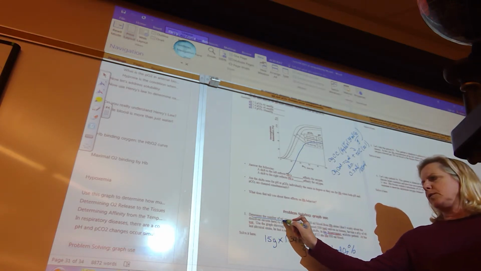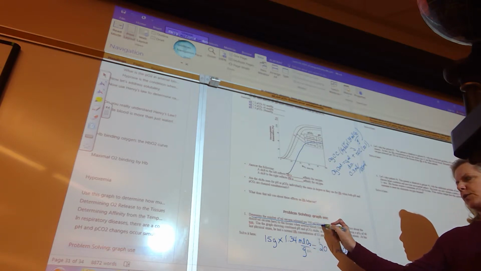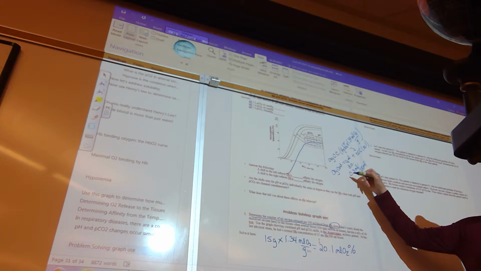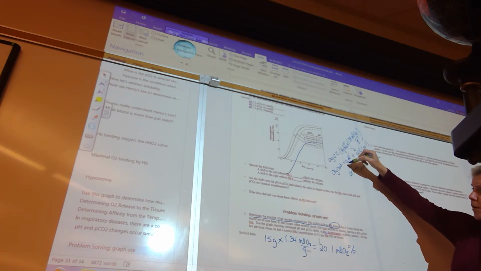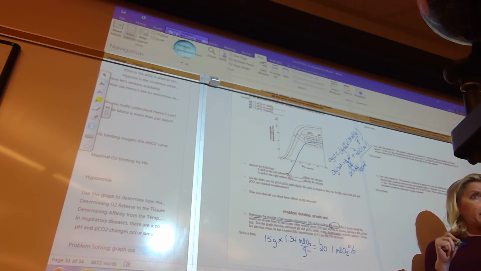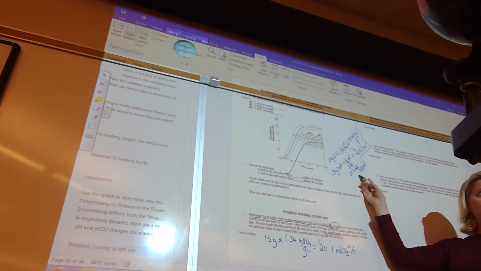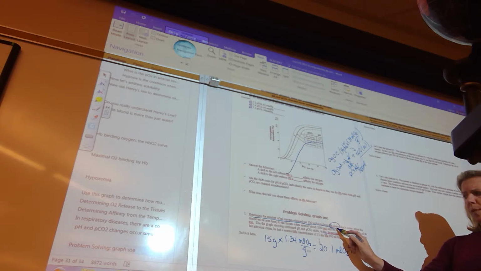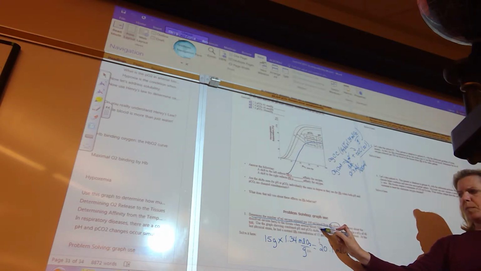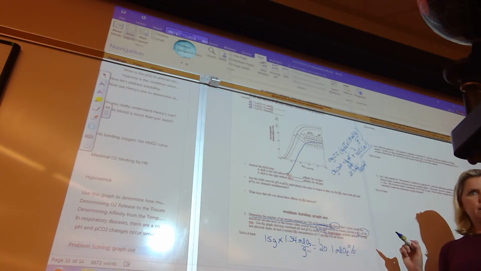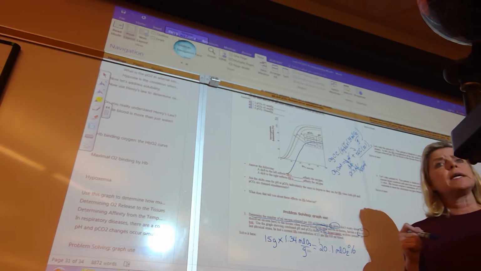Then it says, determine the amount of oxygen released from hemoglobin alone. I don't need to worry about the dissolved oxygen because we're only focusing on oxygen carrying capacity, and that's okay because this is negligible anyway. How much will be dropped off if we go from a PO2 of 100 down to 40?